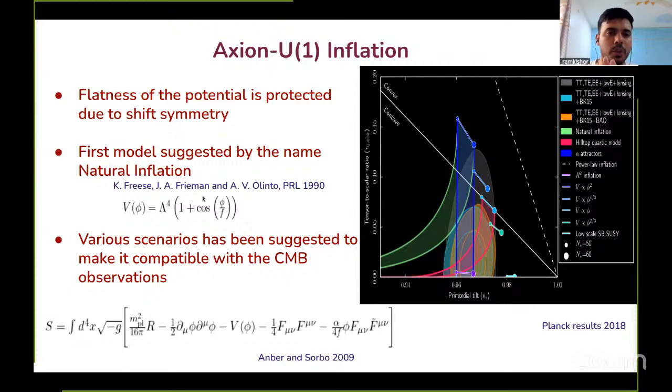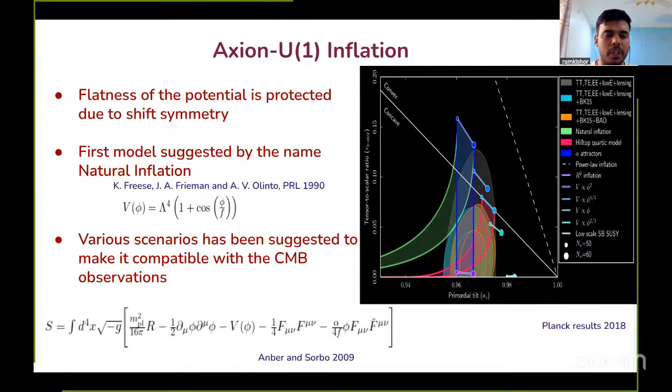And there was no U1 field, it was only an axion field with a cosine potential. Later it was realized with the CMB data that it is not compatible with the CMB data. Either you have a large tensor to scalar ratio or a different scalar tilt, which doesn't satisfy the CMB data. But then there have been various suggestions to make this model viable with the CMB data.